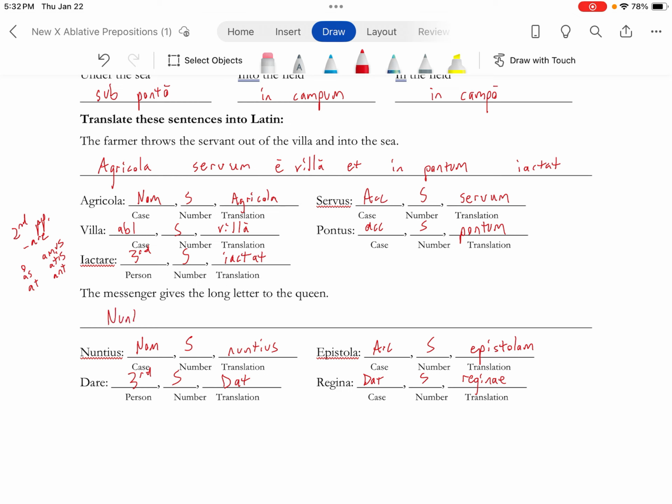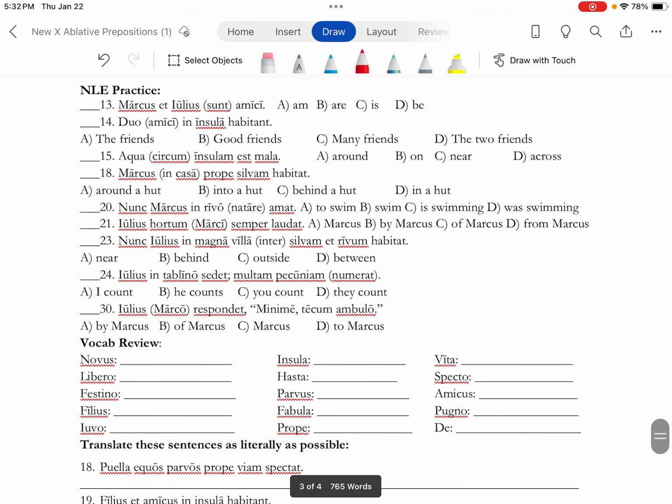The messenger, we've got nuntius. All right, gives, that's going to be dat. A long letter, so we've got epistolam. Then we need letter or long to match it, so long and then AM. And to the queen, reginae. Page 1 done. All right, let's move on to the next one.